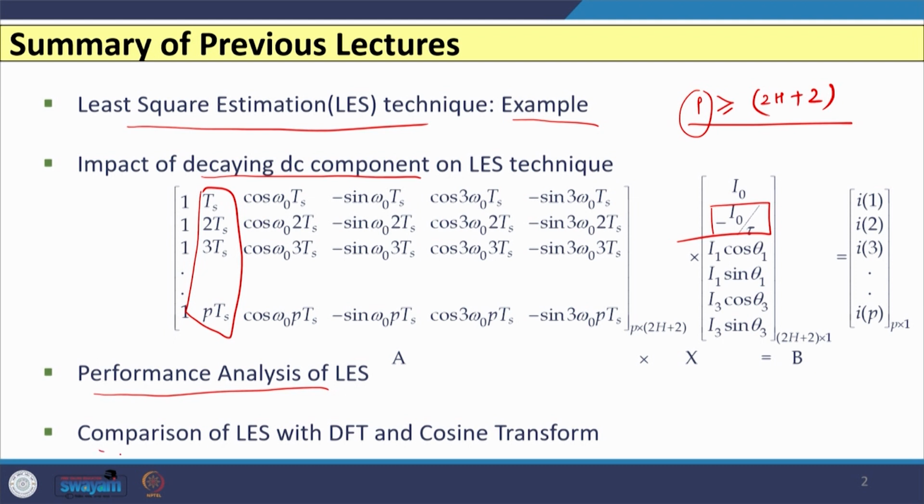At last, we saw the comparison of this least square estimation technique with the DFT and cosine transform algorithms, and we found that the LES technique performs better in terms of accuracy of phasor estimation compared to the DFT and cosine transform, specifically when a decaying DC component is present in the acquired signal, particularly in case of fault. This technique also provides better results when we have an observational error or measurement error in the acquired signal.